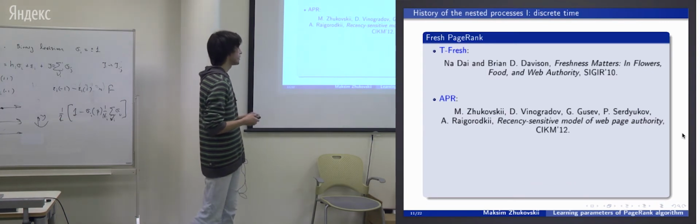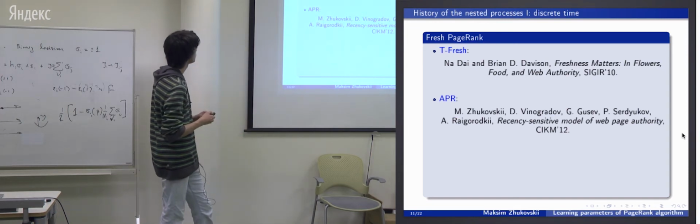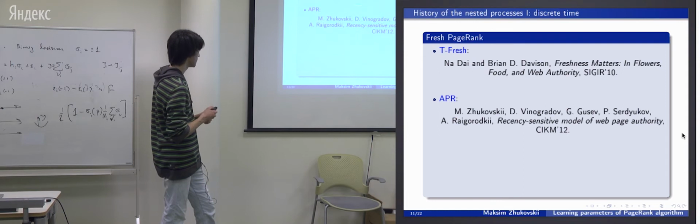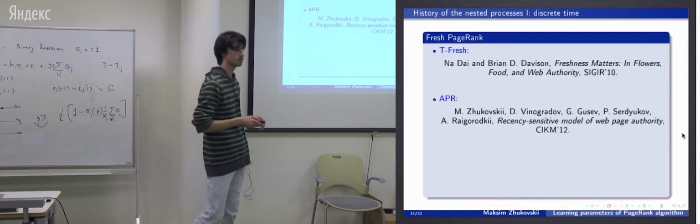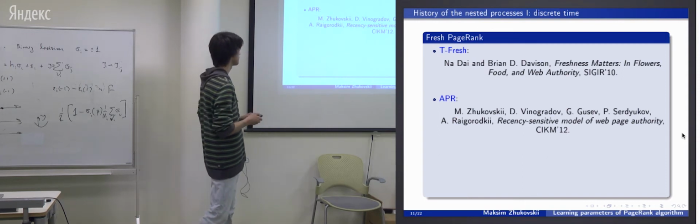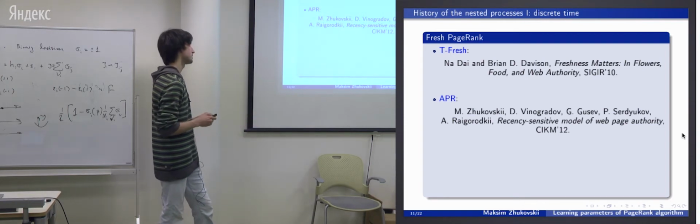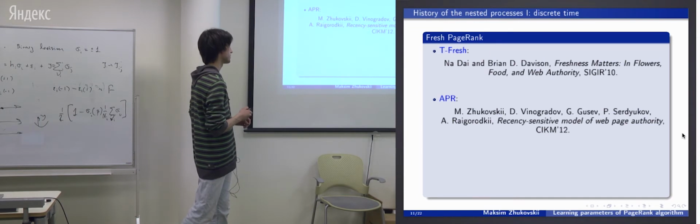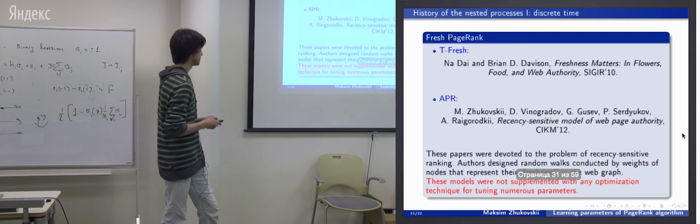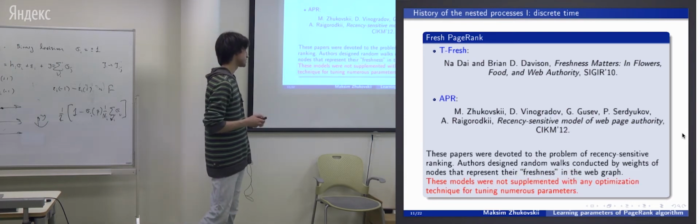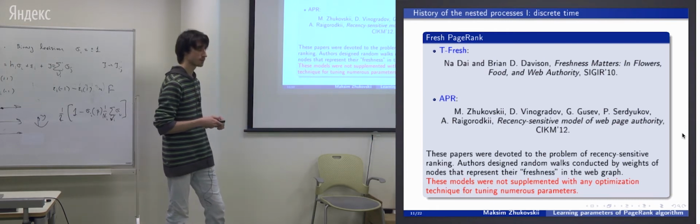So we're not the first to introduce this algorithm, because in 2010 there was a paper by Nadaya and Brian Davison. They consider an algorithm called tfresh, and so it contains nested Markov processes. And then we avoid some shortcomings of this algorithm and propose a recency-sensitive model of web page authority. But unfortunately, all these models do not contain any optimization part of the parameters.